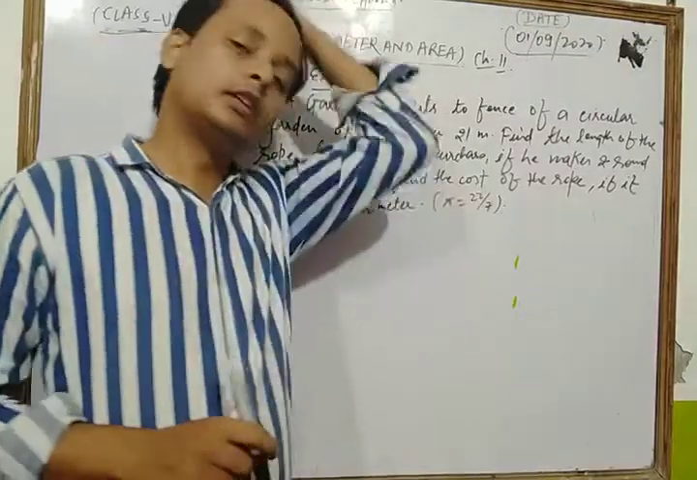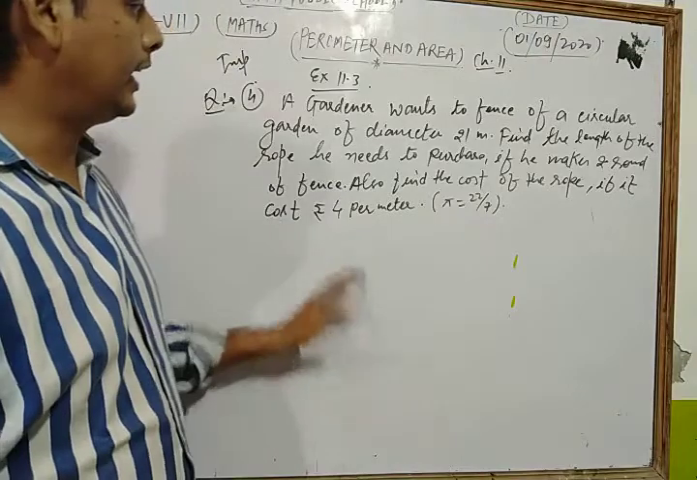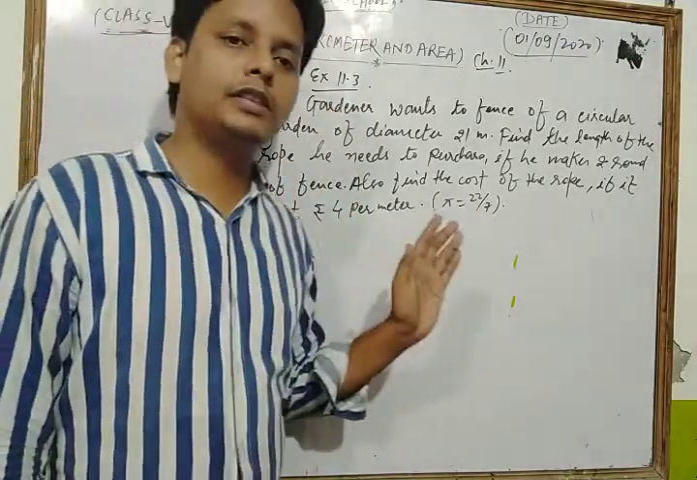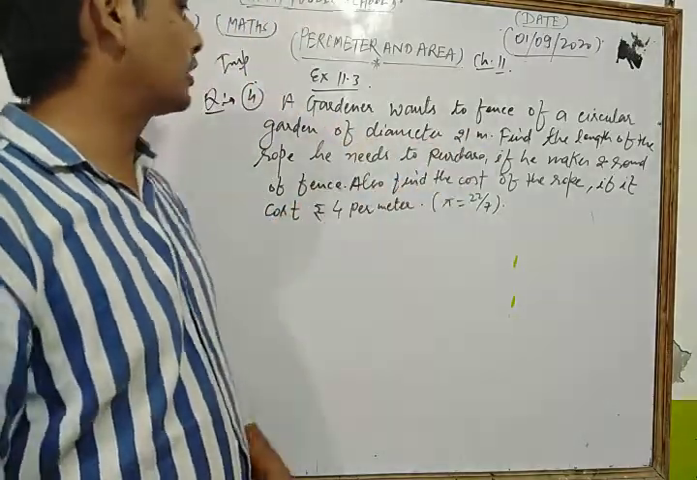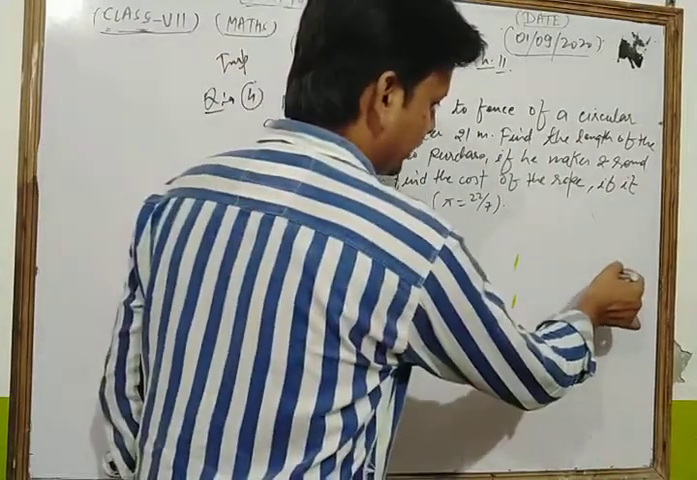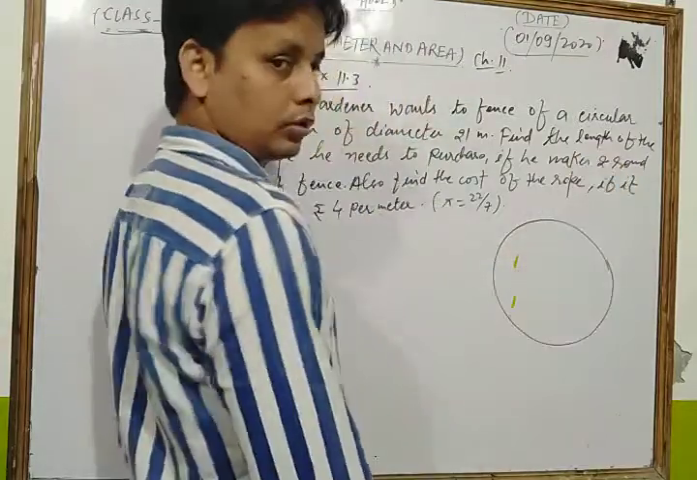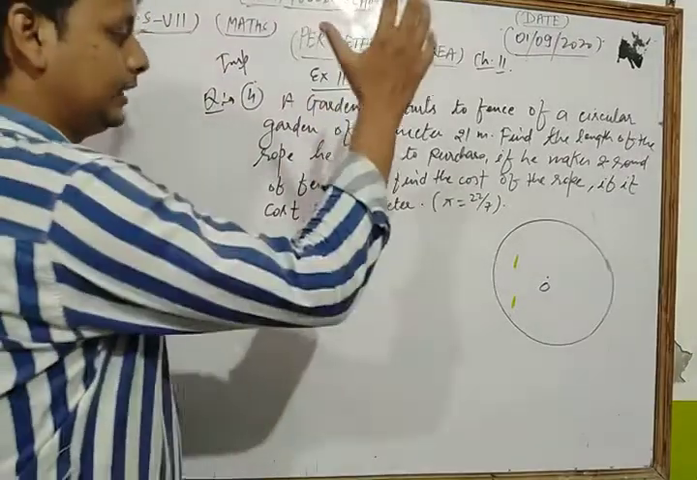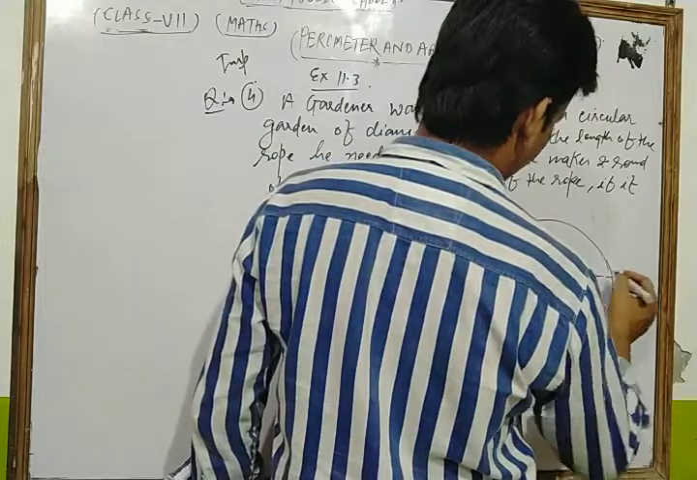Dear students, this is one of the most important questions of your NCERT exercise 11.3. This is a very conceptual question, so please concentrate on it. Here a gardener wants to fence a circular garden. First of all, we form a circular garden. Suppose that this is the circular garden with center O, and suppose that AB is the diameter of this garden.